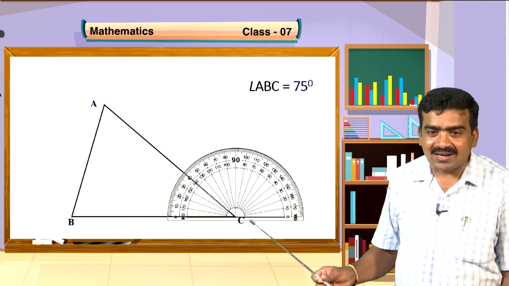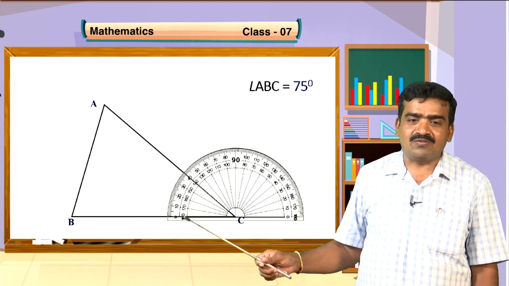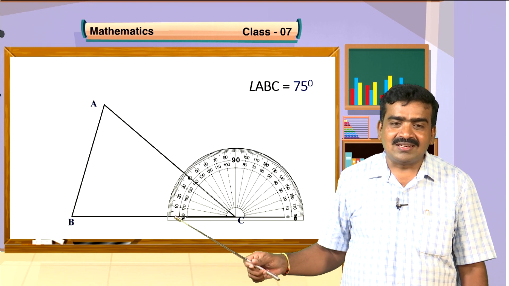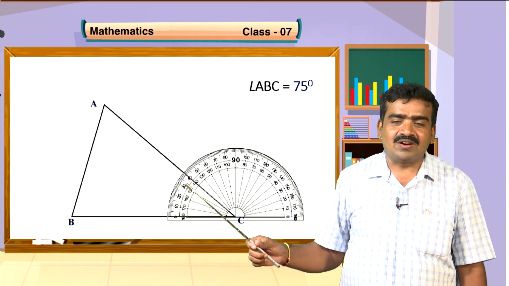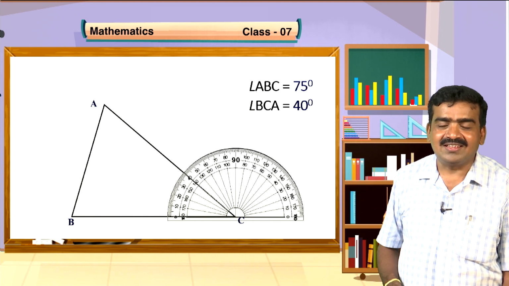Now, keep the protractor towards the right of the straight line. Now, the protractor is at C. Then we have to take the measurement from the left. Here it is 10, 20, 30, 40. Therefore, angle BCA measures 40 degree.